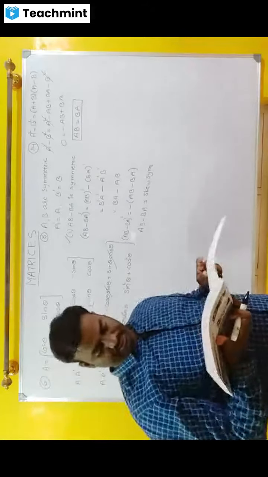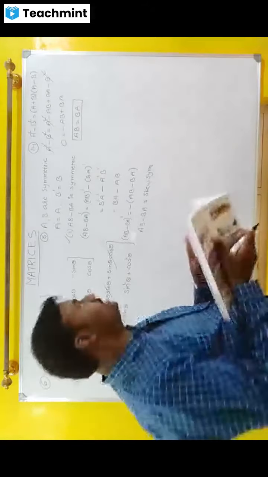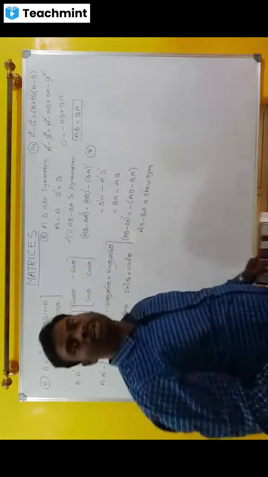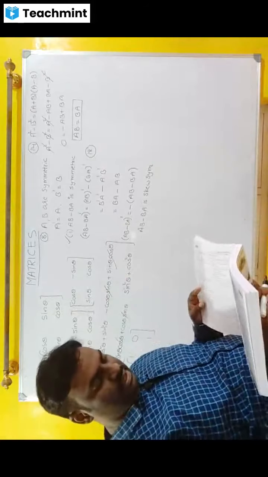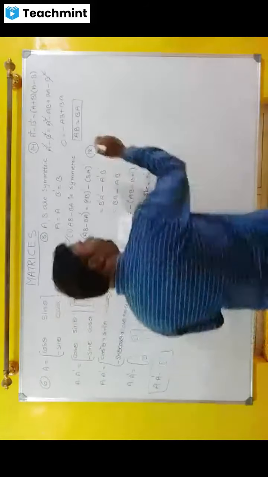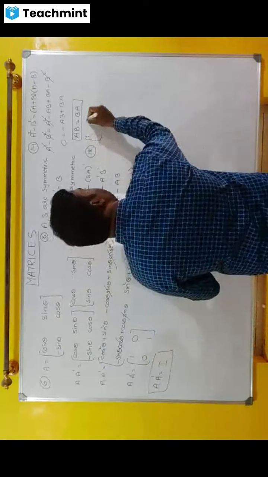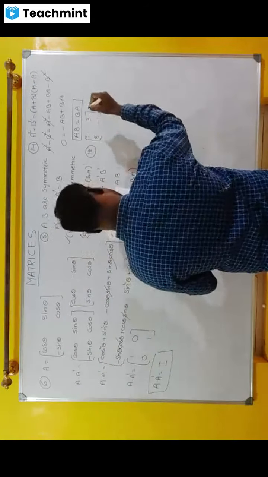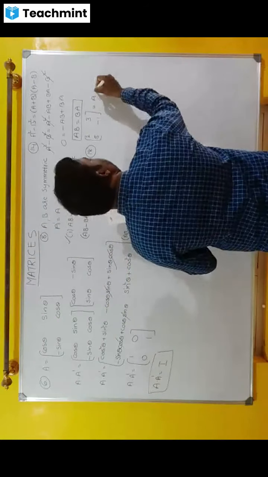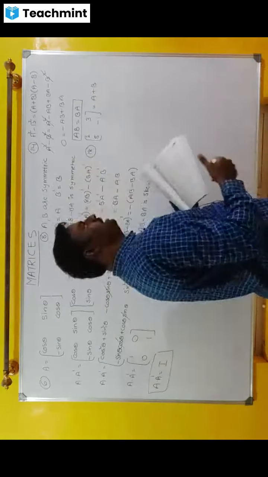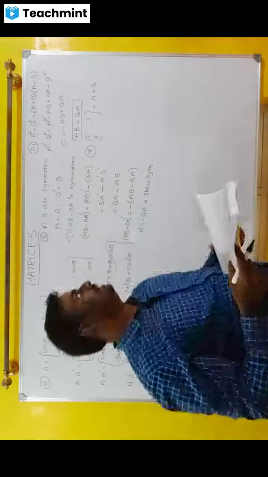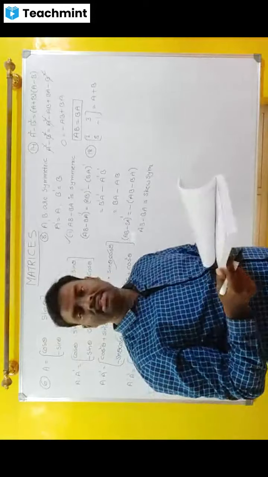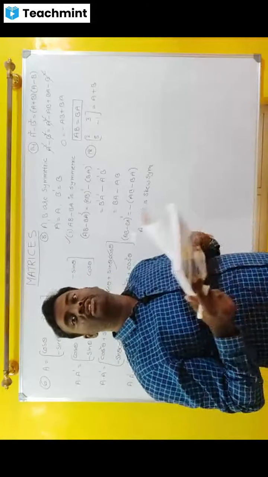Okay. Next, we'll discuss question number 18. In question number 18, the matrix [2, 3; 5, minus 1] is equal to A plus B, and A is symmetric, B is skew symmetric.